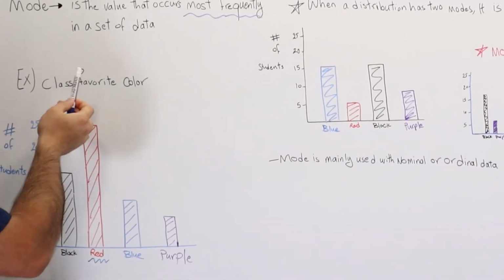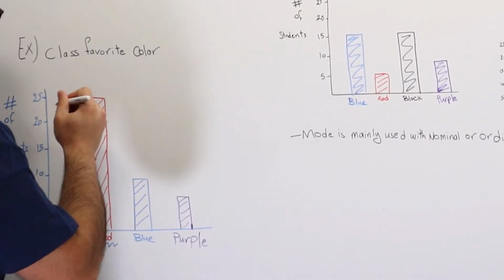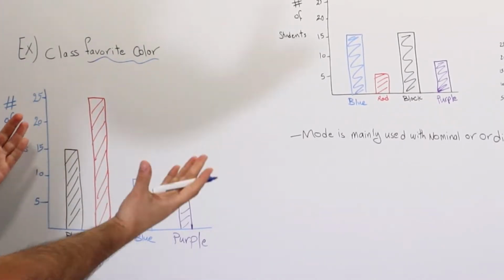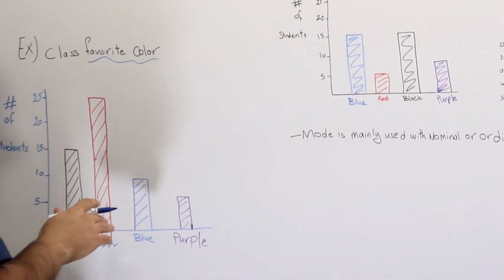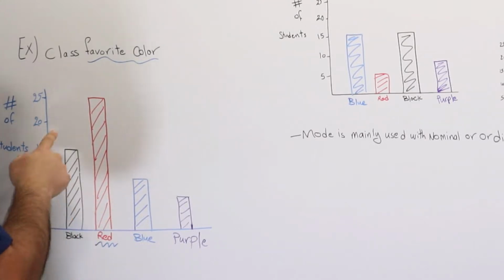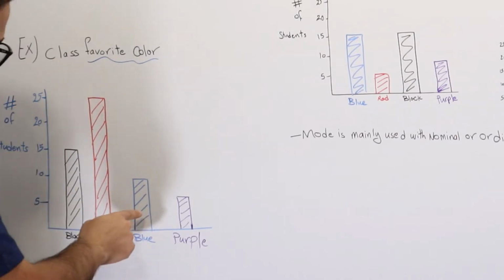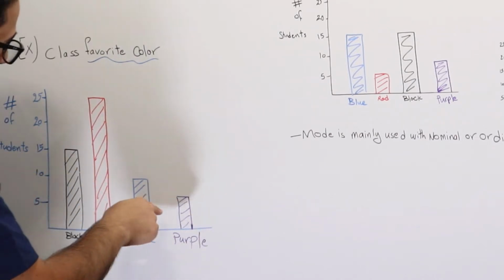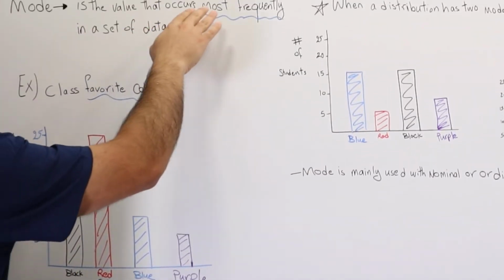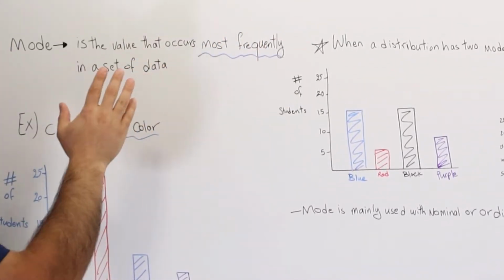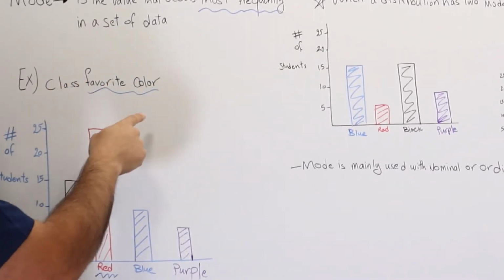We have a student who comes into class and is trying to find out the favorite color in the class by most students. So he asks every single classmate and finds out that 15 students' favorite color is black, 25 students red, around 10 students blue, and around 7 students purple. By definition, the mode is the value that occurs most frequently. Based on that, the mode of this chart or this study for class favorite color would be red.